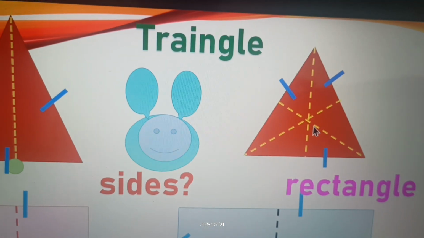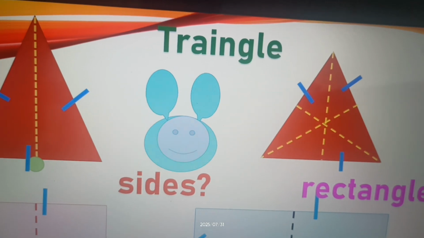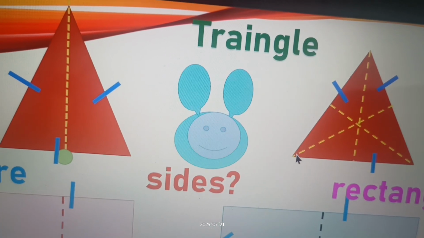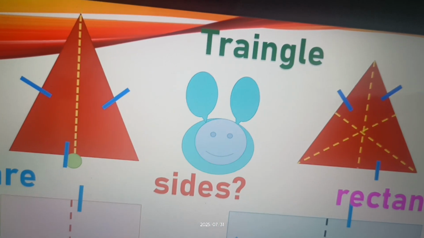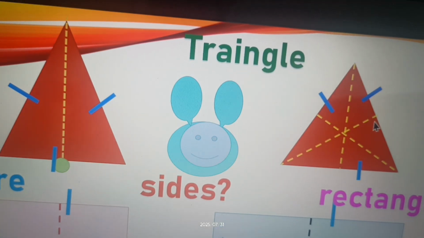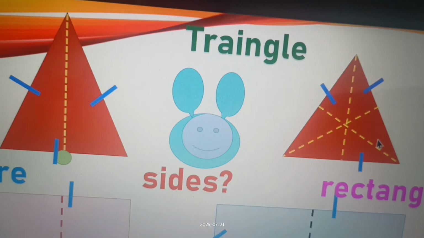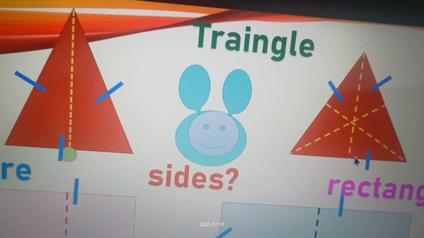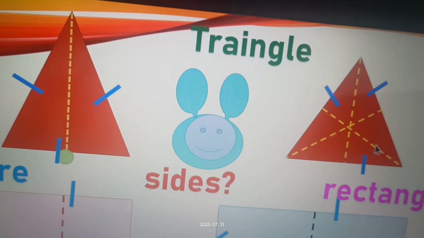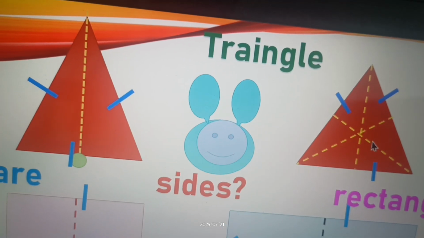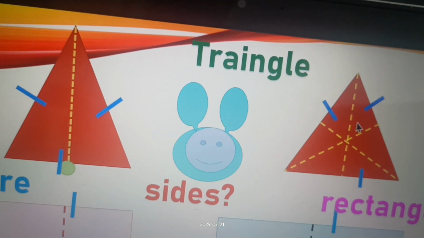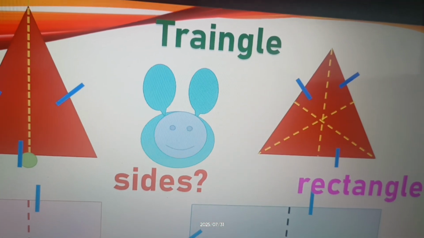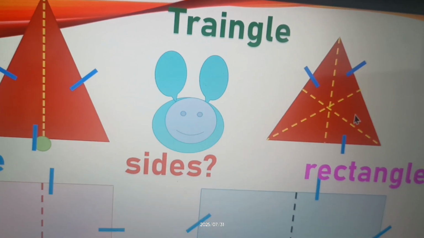In this one, how many symmetrical lines can you draw in this triangle? You can draw a symmetrical line from this center point, this center point, and this center point also. Connecting these center points, you can draw 3 symmetrical lines here. You can fold it into 2 equal parts 3 times. Therefore, there are 3 symmetrical lines and 3 sides in an equilateral triangle.